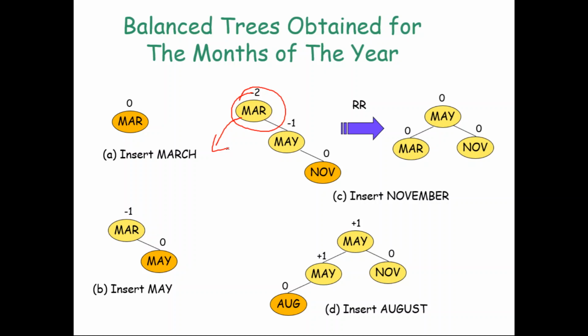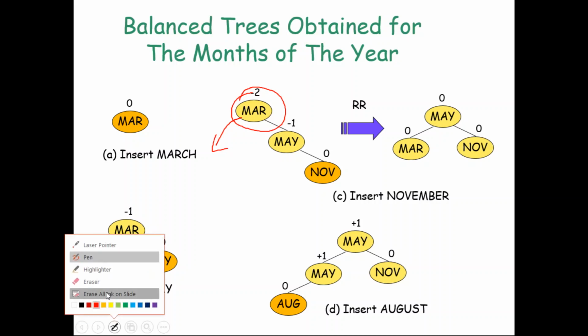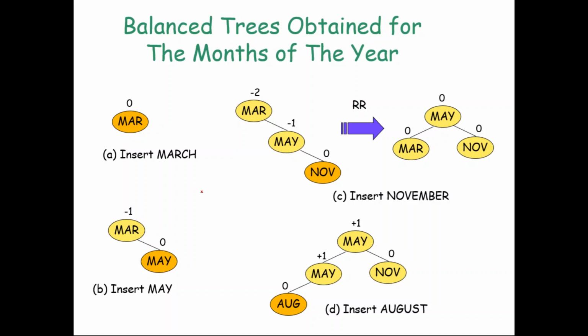Okay, that means March should be rotated left. If you rotate March to the left, then March will come here, May will come here, and November will come here. That is correct, because March is less than May, so March can be placed to the left of May. November is greater than May, so this is what you will get. This is the resultant tree, which is balanced.